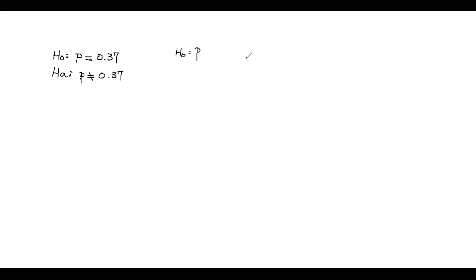Or the people said the percent of smokers is 37%, and you say, I think there are way more people who smoke. I think the percent is greater than 0.37 here. And then you can also say, I think it's less than 0.37, because in recent years we have a lot of commercials and advertisements telling you how bad smoking is. So maybe it's less than 0.37, that means less than 37%. Those are the typical null and alternative hypotheses.